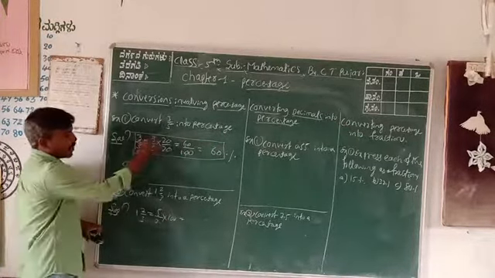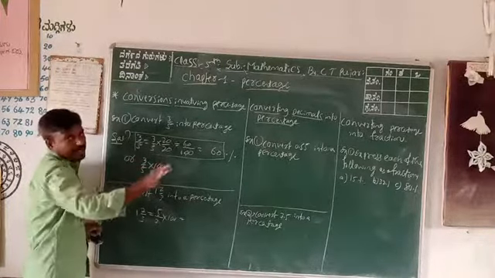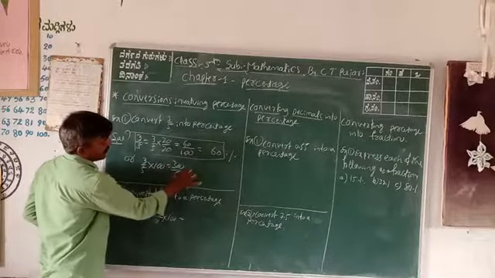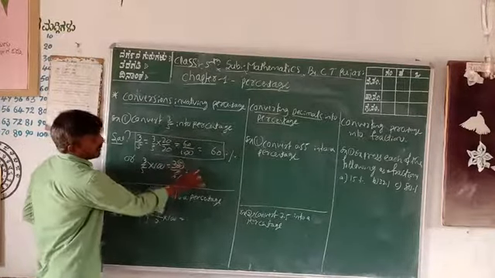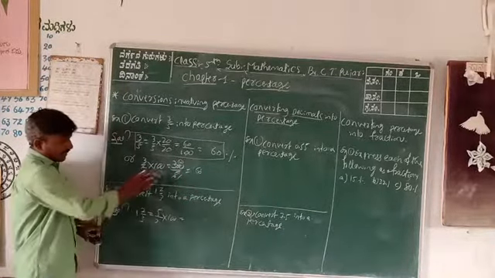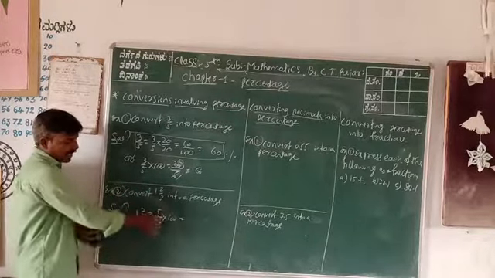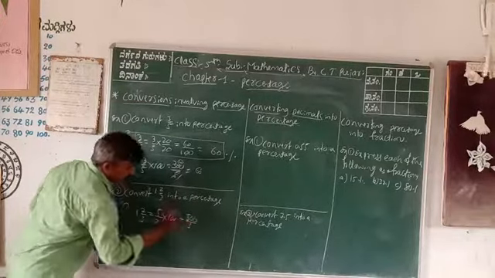In this method, the given fraction is 3 by 5, and you multiply by 100. 3 into 100 is 300, divided by 5: 5 sixes are 30, so 60 percentage. This is the same method. The given fraction is 5 by 3. You take it into 100, so 500 by 3.